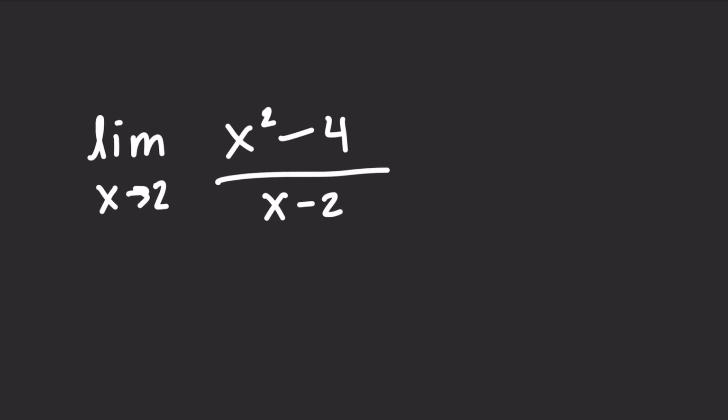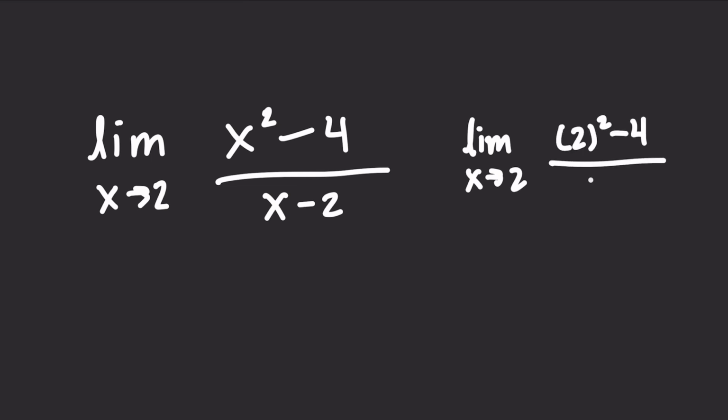Now let's try this again. This one's a little bit easier, same idea. If we use direct substitution to solve this initially, we get 0 over 0, or it's indeterminate form. So we can't do that.